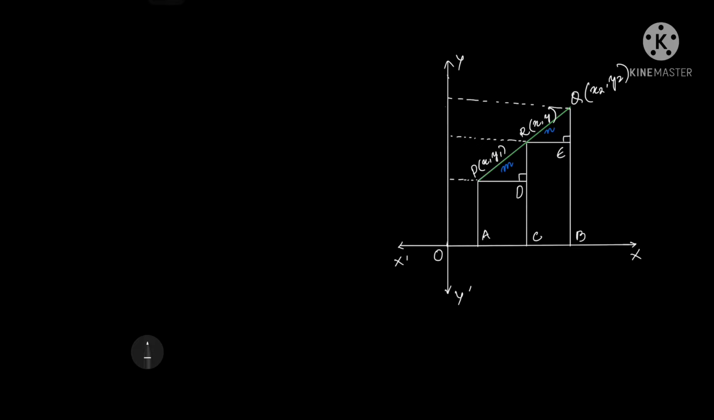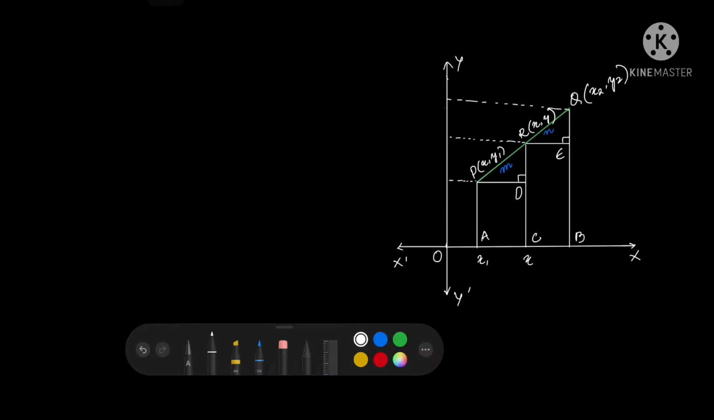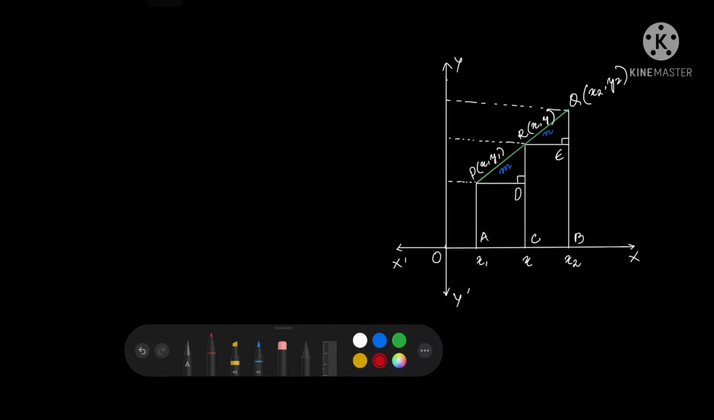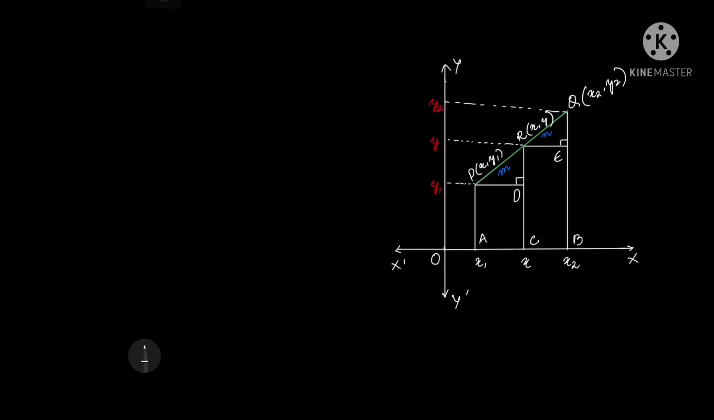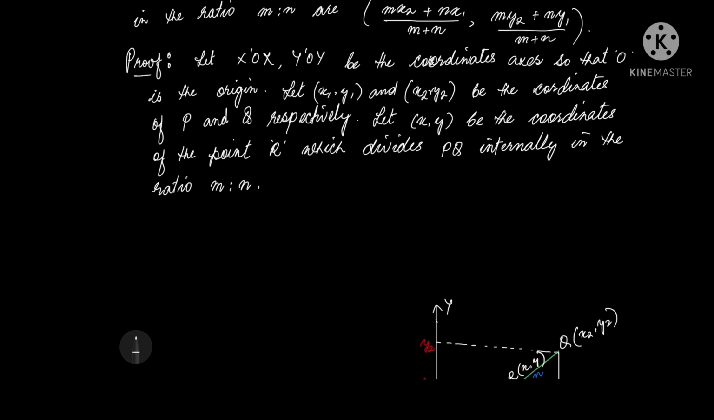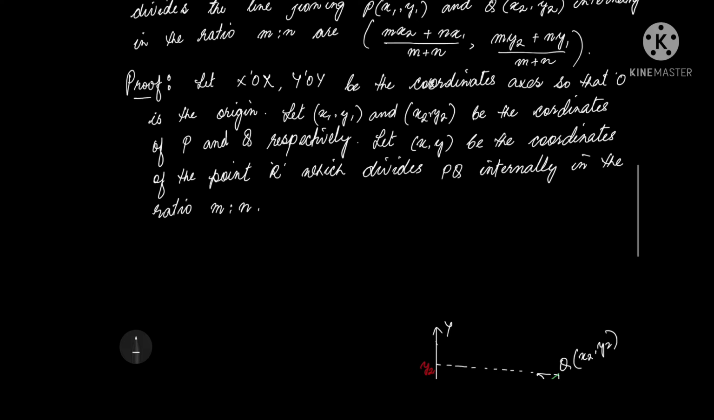The point A is x1, the point C is x, and the point B is x2. Here y1 will be on the y-axis, and the value of y will be here on the y-axis, and y2. Now we have drawn all this. Now let's go for the proof.